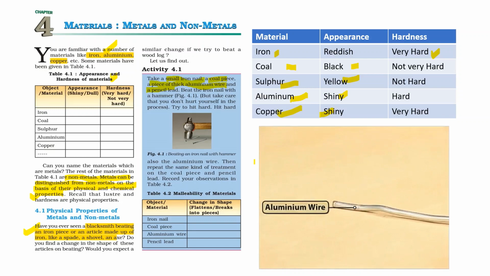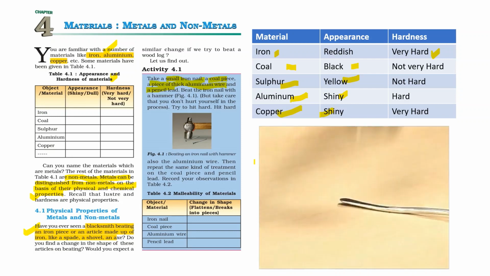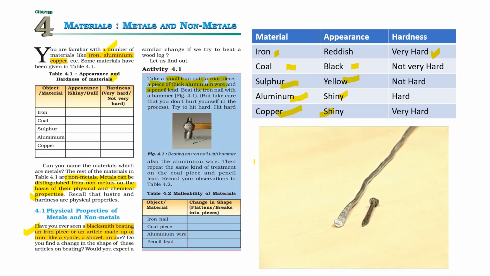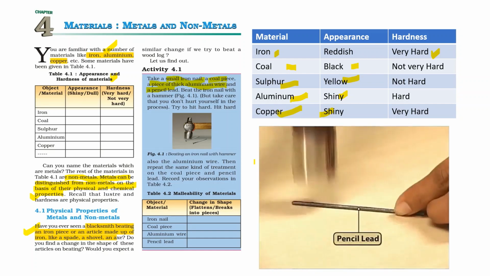Now hit the aluminium wire hard. This time also take care of your hand. What do you see? Is there any change in the shape of the nail and wire? You can see that the shape of the iron nail and the aluminium wire changed on beating. When beaten harder, they take the shape of thin sheets, or they are flattened. Now hit hard the coal piece and pencil lead with the hammer.